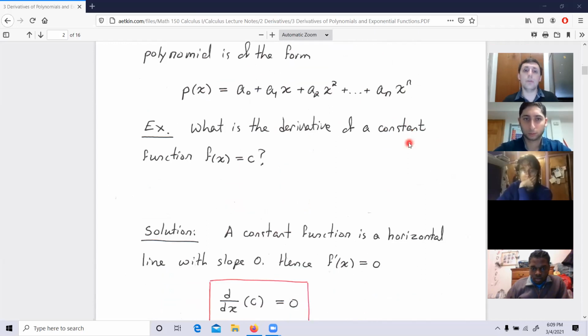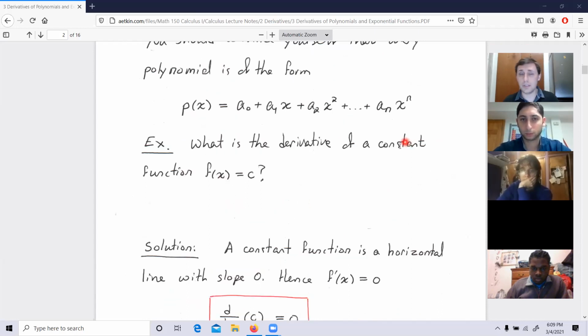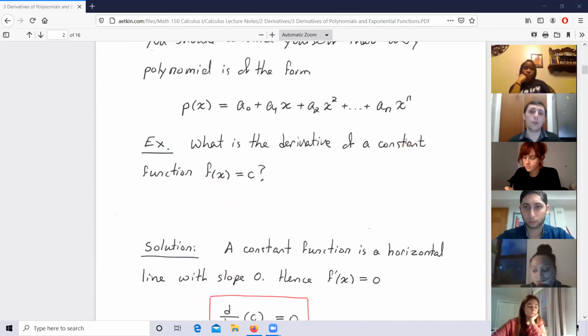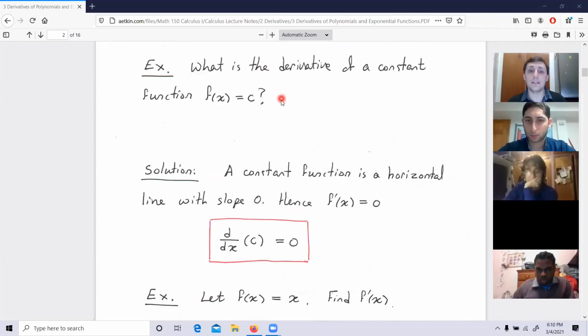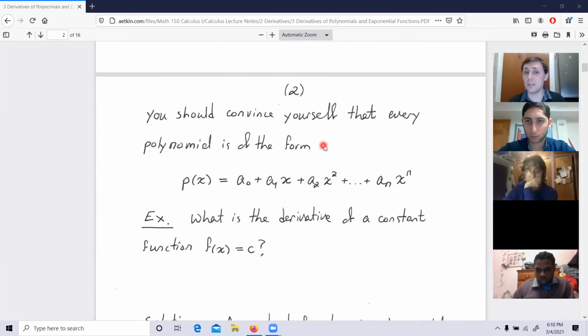And so we mentioned something about derivatives, right? We're going to learn how to take derivatives of polynomials, of any polynomial. We kind of started doing it last time, but let's review. So first, obviously, the derivative of a constant is 0. Would anybody remind me why the derivative of a constant is 0?